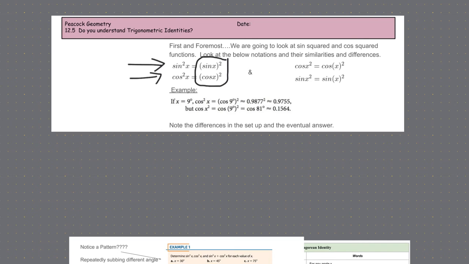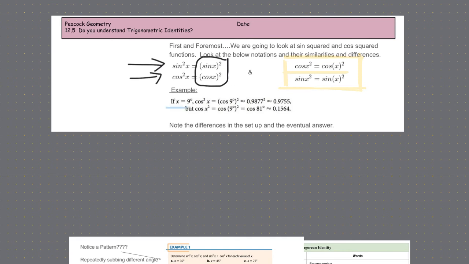Because if we look over here at these examples, if we had said cosine x squared, that really just means square the x term and then take the cosine of it. Or square the x term and take the sine of it. In reality, those give us two very different values.